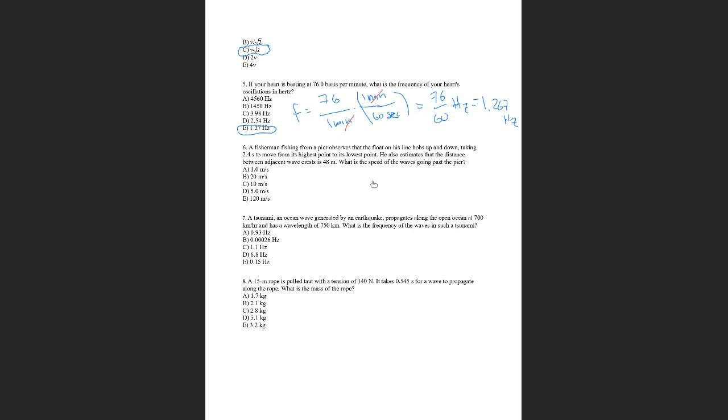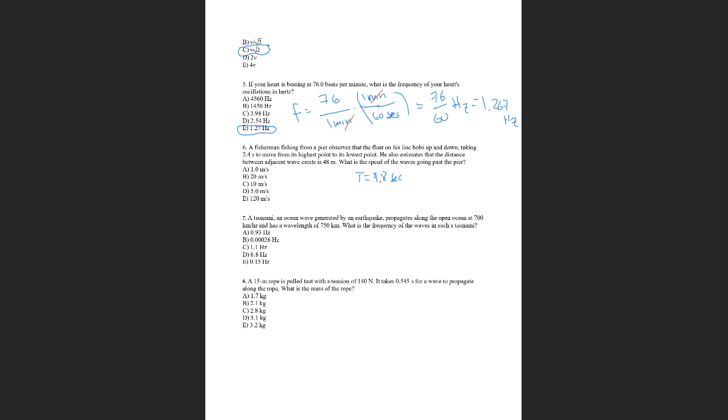Okay, a fisherman fishing from a pier observes that the float on his line bobs up and down, taking 2.4 seconds to move from its highest point to its lowest point. Okay, let's stop right there and figure out what the period is. So the little floater thing, the bob, is showing us the oscillation of the water up and down. And he measured 2.4 seconds for the thing to go from its highest point to its lowest point. Its period would be twice as much, because the period is how much time it takes to go all the way back up to where it started. So the period is 4.8 seconds.